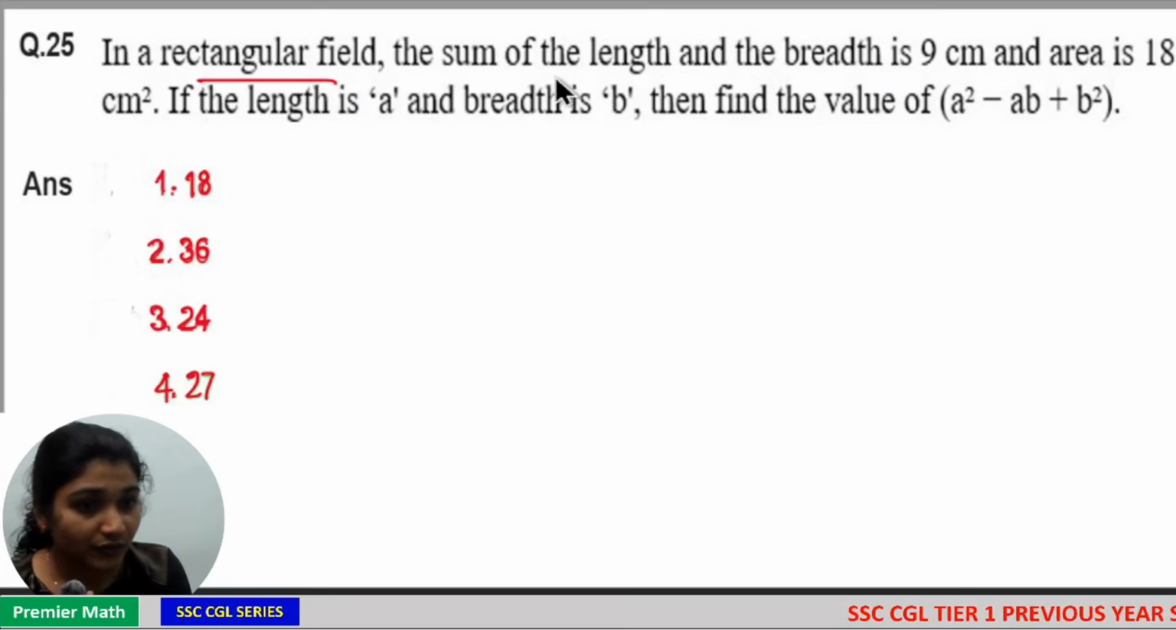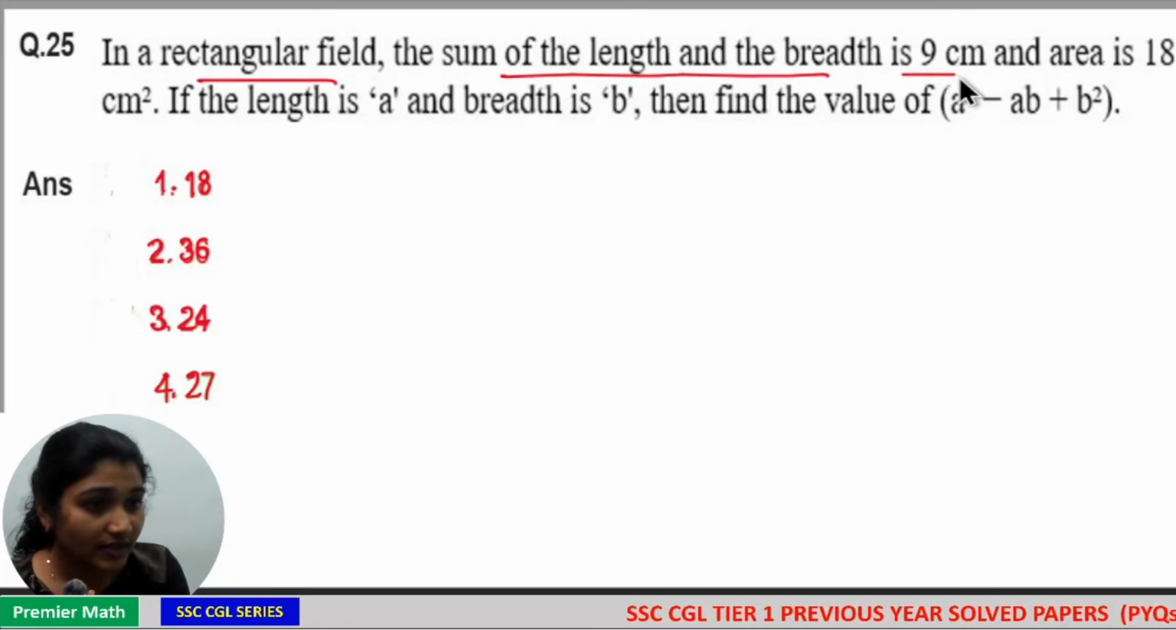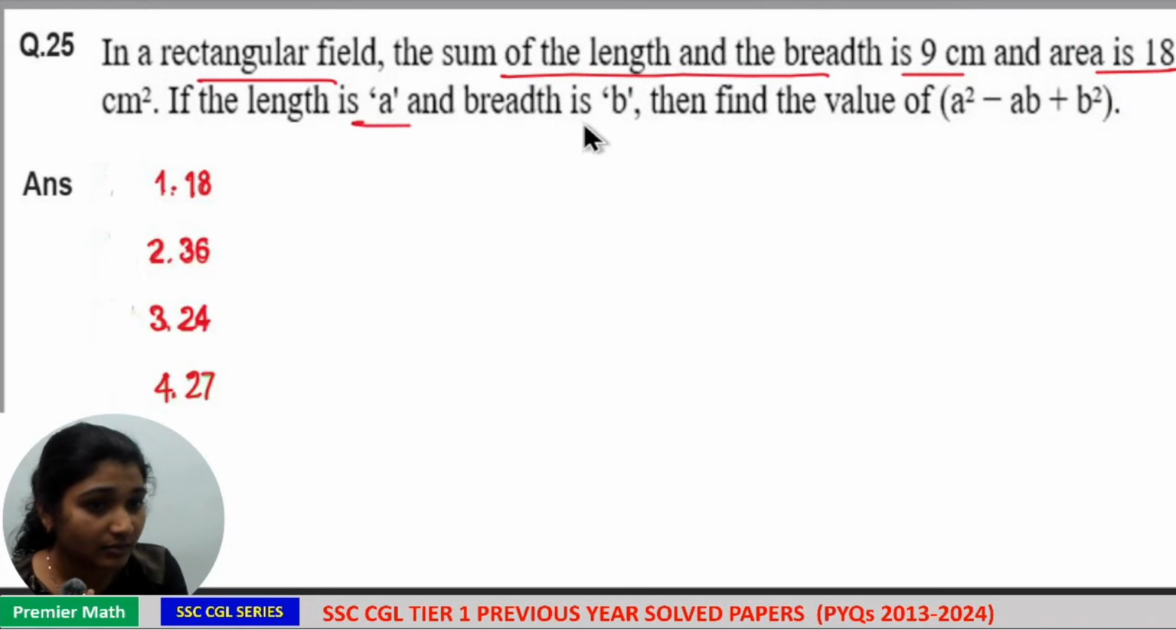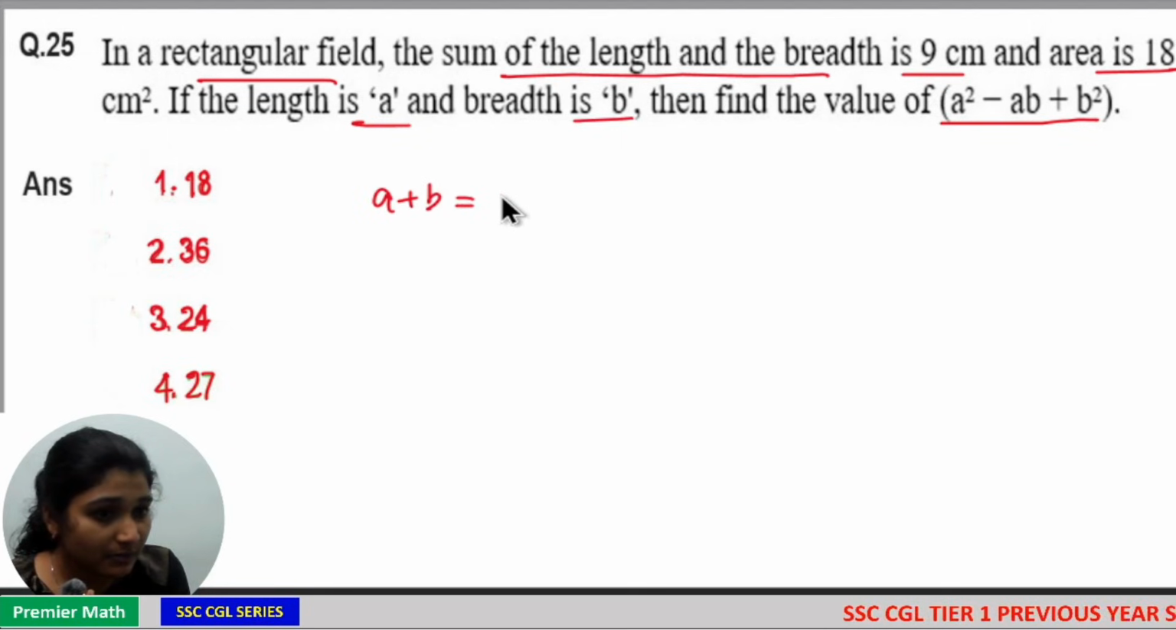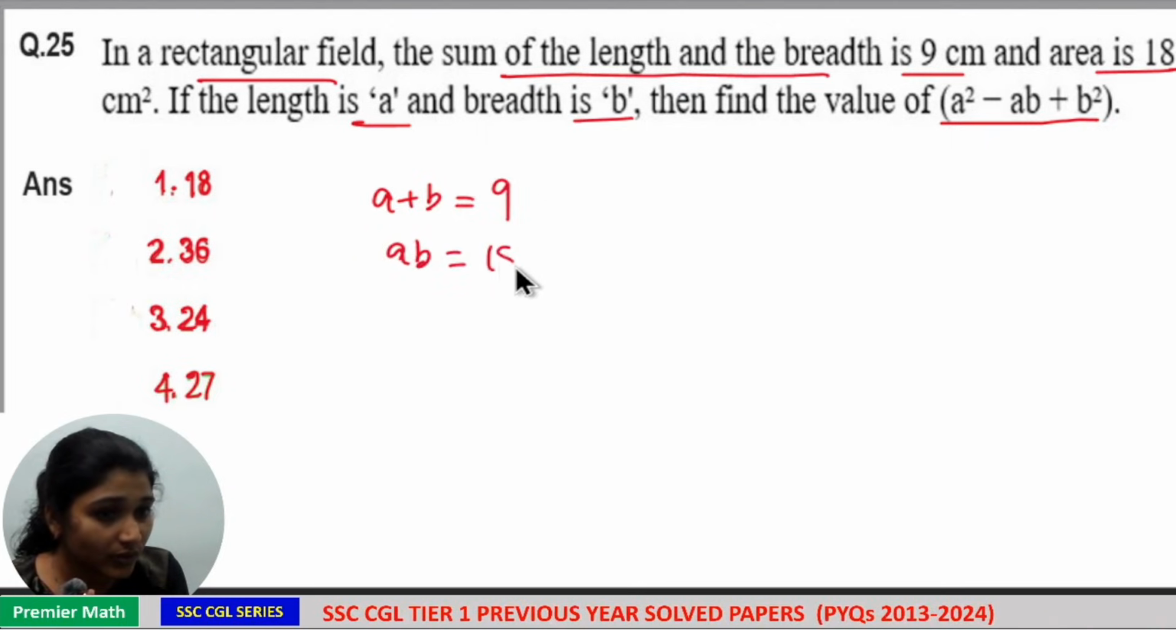In a rectangular field, the sum of length and breadth is 9 centimeters and area is 18 centimeter square. If the length is A and breadth is B, then find the value of A square minus AB plus B square. Here, sum of length and breadth means A plus B here is equal to 9 centimeters and area means length into breadth is area. So AB here is equal to 18.